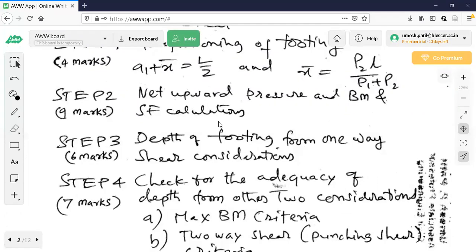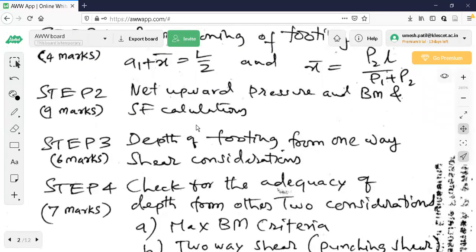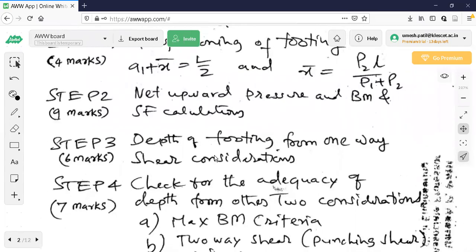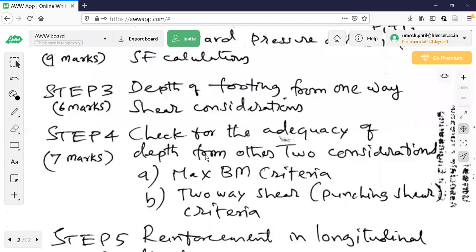Now you can see the net upward pressure calculations. We have done this. I explained the fast way of drawing the shear force and bending moment diagrams, then how to locate the points of contraflexure x1 and x2, and how to find the maximum hogging moment, which is in between the columns. Then the depth of footing from one-way shear considerations.